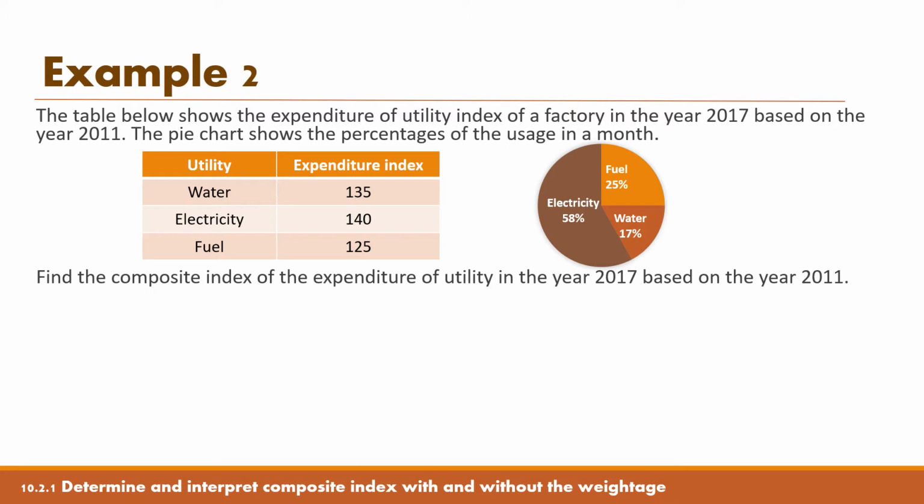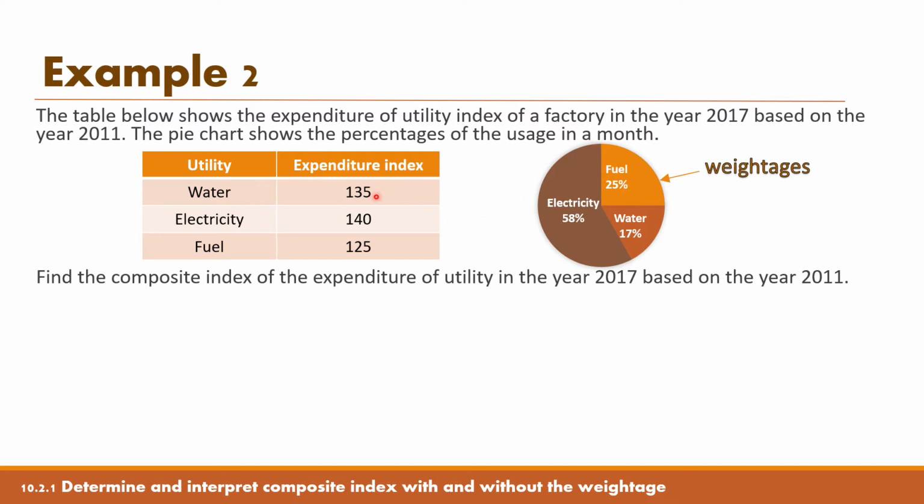Example 2 is an example from the textbook. The table shows the expenditure of utility index of a factory in the year 2017 based on the year 2011. The pie chart here shows the percentage of the usage in the month. We can say that the pie chart represents the weightage of these questions. And it shows that the weightage of the water is 17%, the weightage of the electricity is 58%, and the weightage for the fuel is 25%.